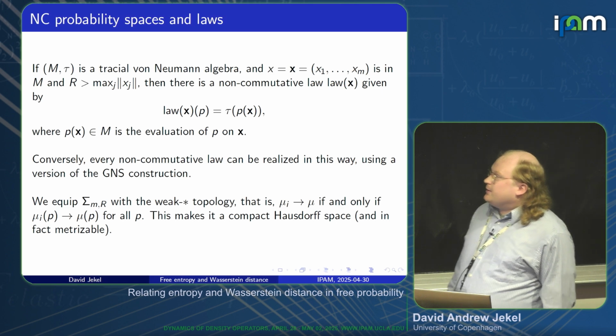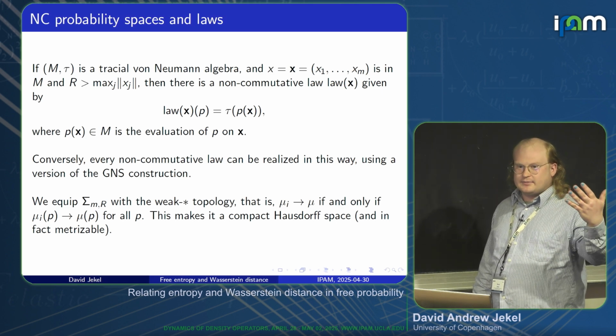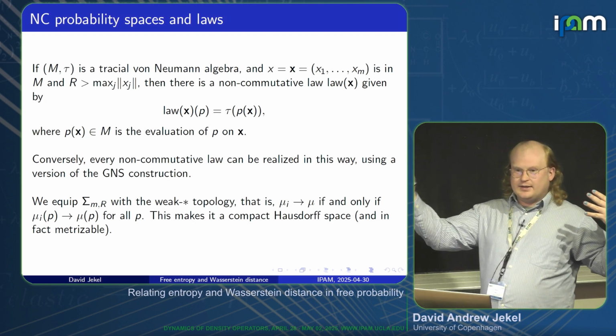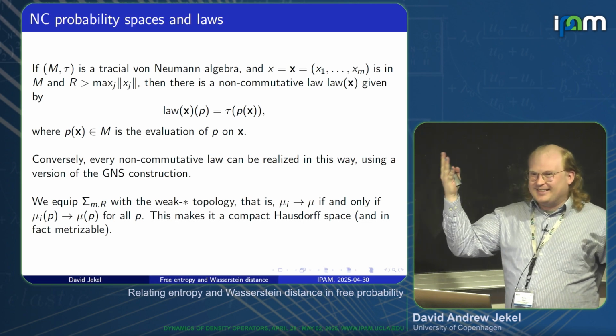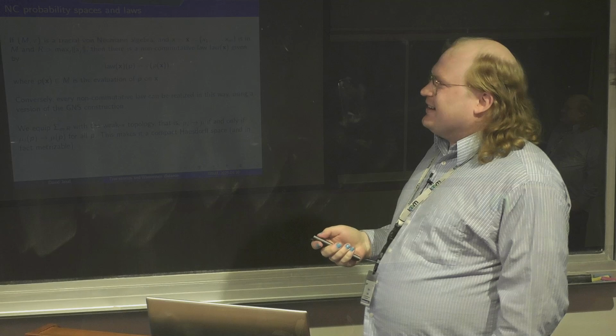Okay, so then how do these two things relate, right? We have these abstract non-commutative laws, which are some kind of functionals on polynomials, and then you have these concrete objects, which are the von Neumann algebras. Well, I don't know if a von Neumann algebra is concrete, but yeah, it's not an algebraic object.